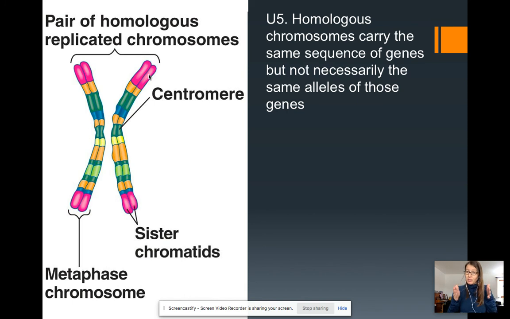So you might get 2 of the same copies. Your homologous chromosomes would then be homozygous. Or you could get two different copies, and then your homologous chromosomes would be heterozygous, having two different alleles for those genes.